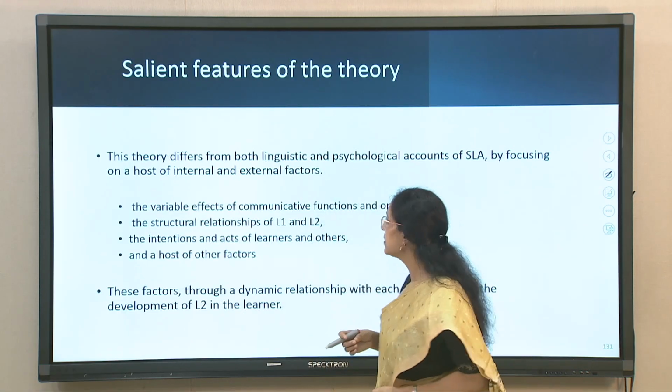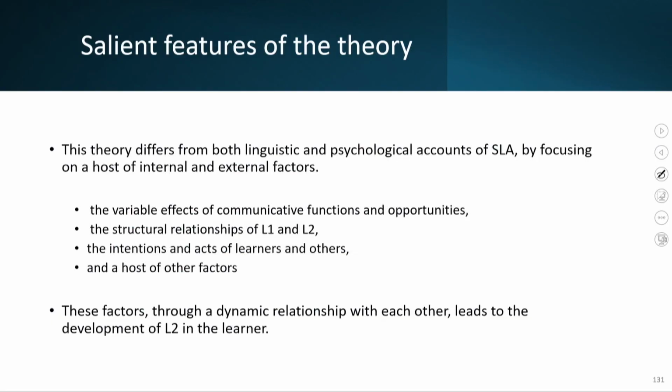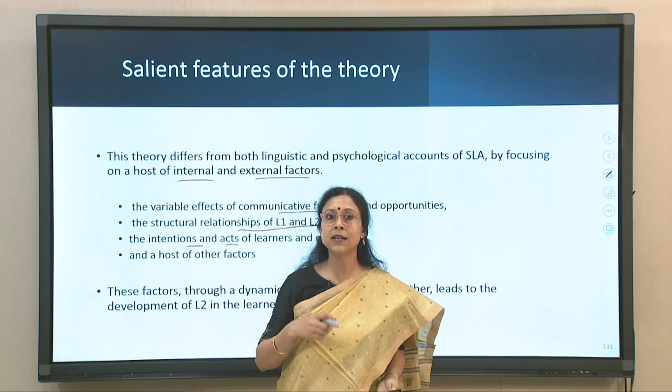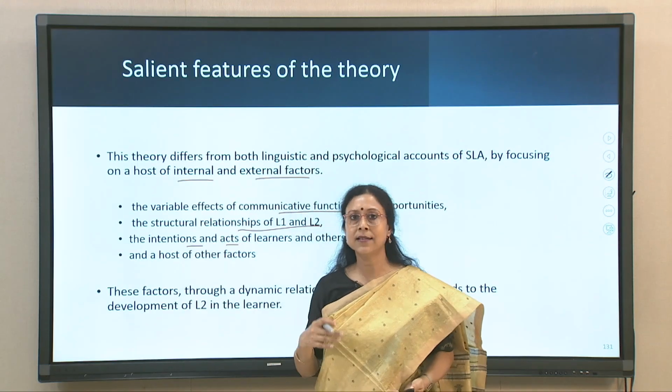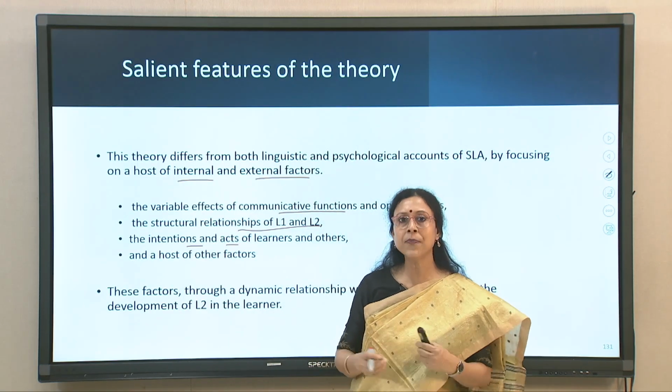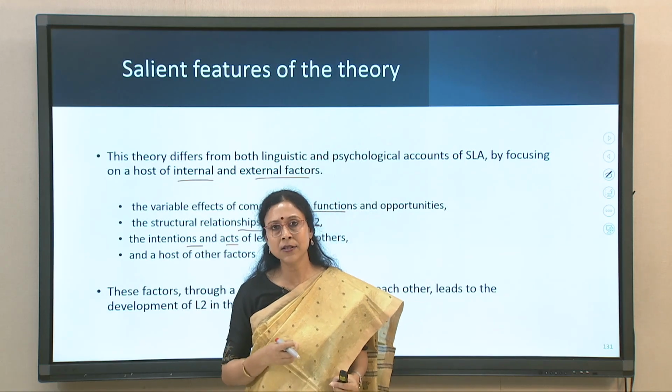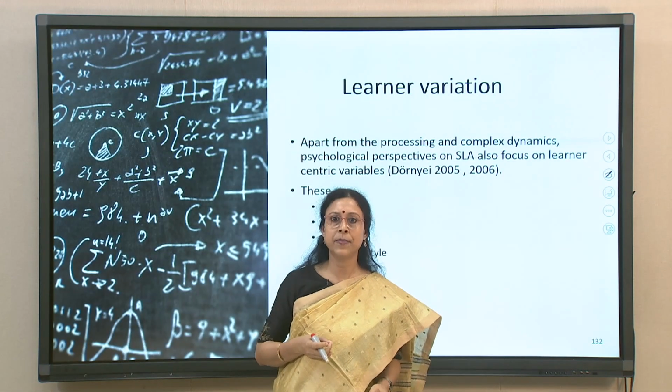The salient features of this theory, because it differs from both linguistic and psychological accounts, are primarily the dynamics of internal and external factors. So, the dynamism between the internal and the external factors. There are different kinds of effects of communicative functions, the structural relationship between L1 and L2, intentions and acts of learners and others, and a host of other factors. This is what we mean by internal and external: learner internal, language internal, as well as the outside social influences. All of them work together in a very complex interaction, thereby we learn language. So, that is complexity theory.